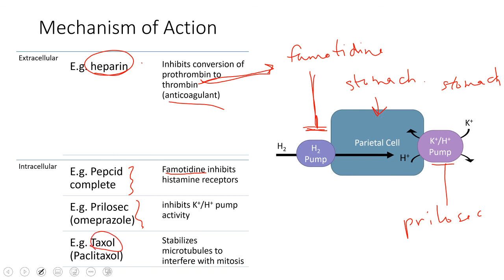Now, Taxol has nothing to do with the stomach. It is a chemotherapeutic, and it stabilizes microtubules to interfere with mitosis. So it targets proliferating cells and BCL2 as a cancer therapeutic. That's how Taxol works: it prevents mitosis from occurring. It also prevents meiosis from occurring, and that's how it prevents the continual replication of tumor cells.